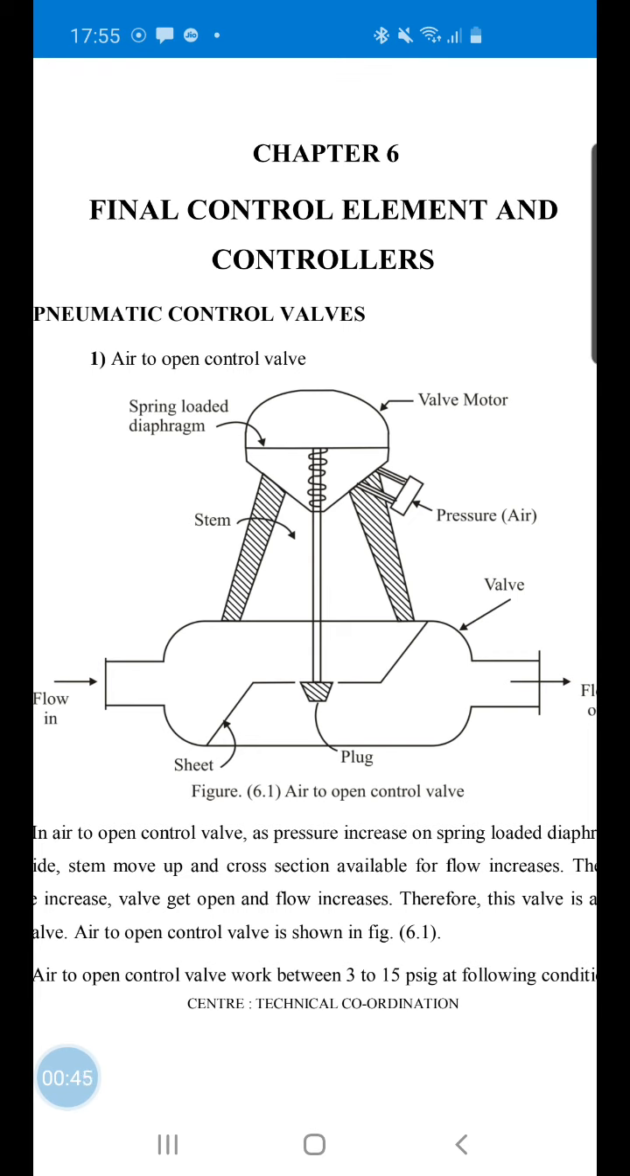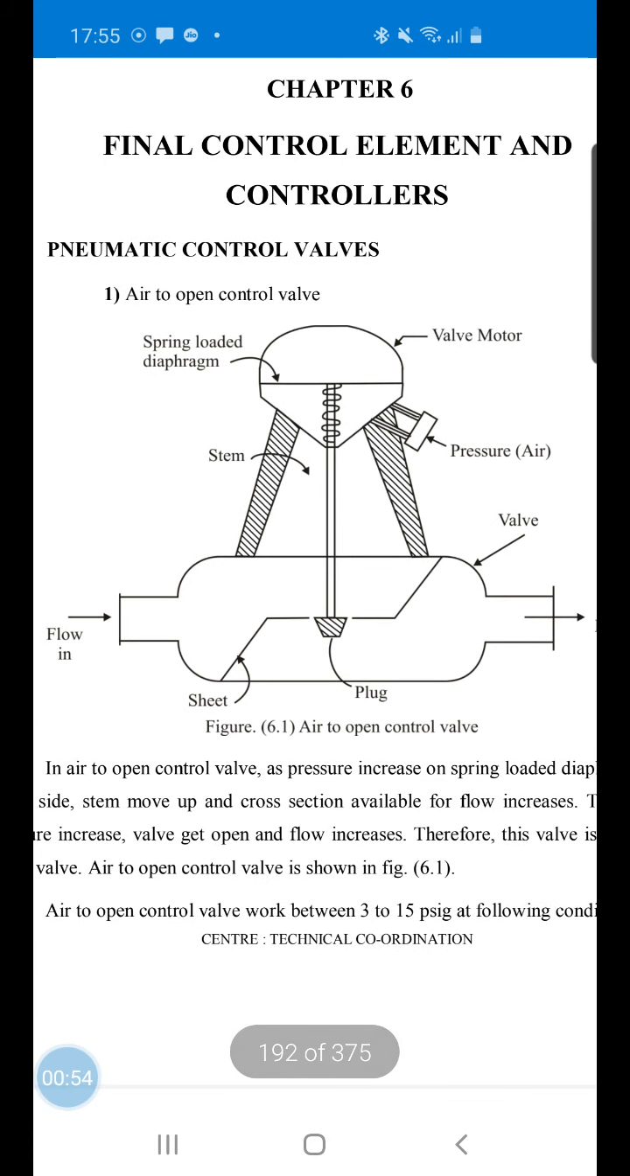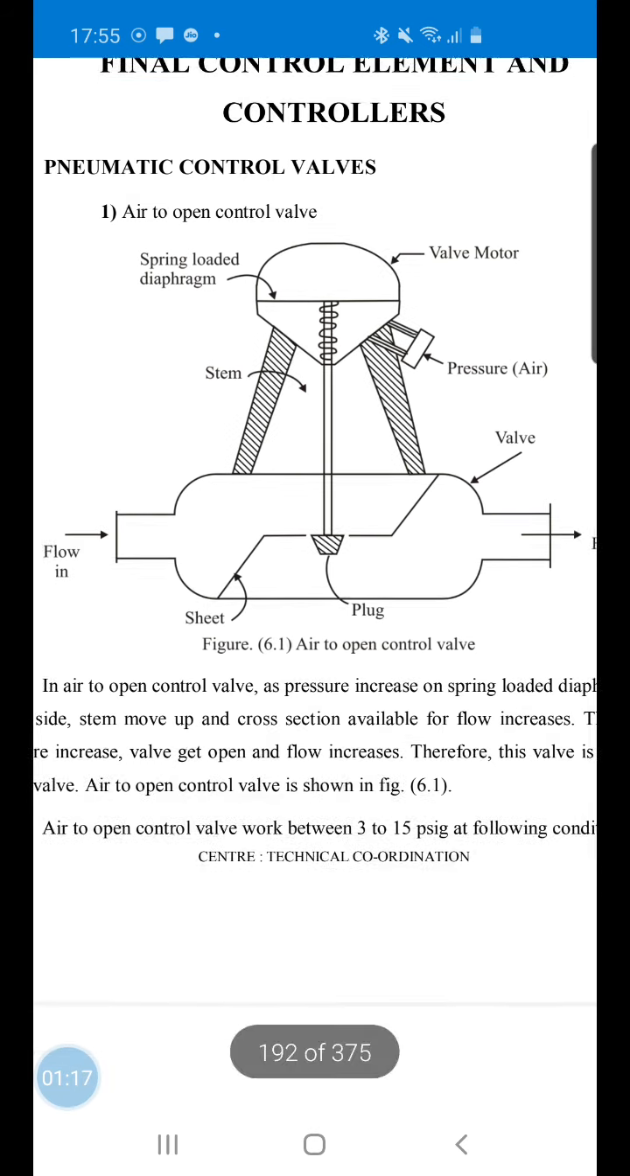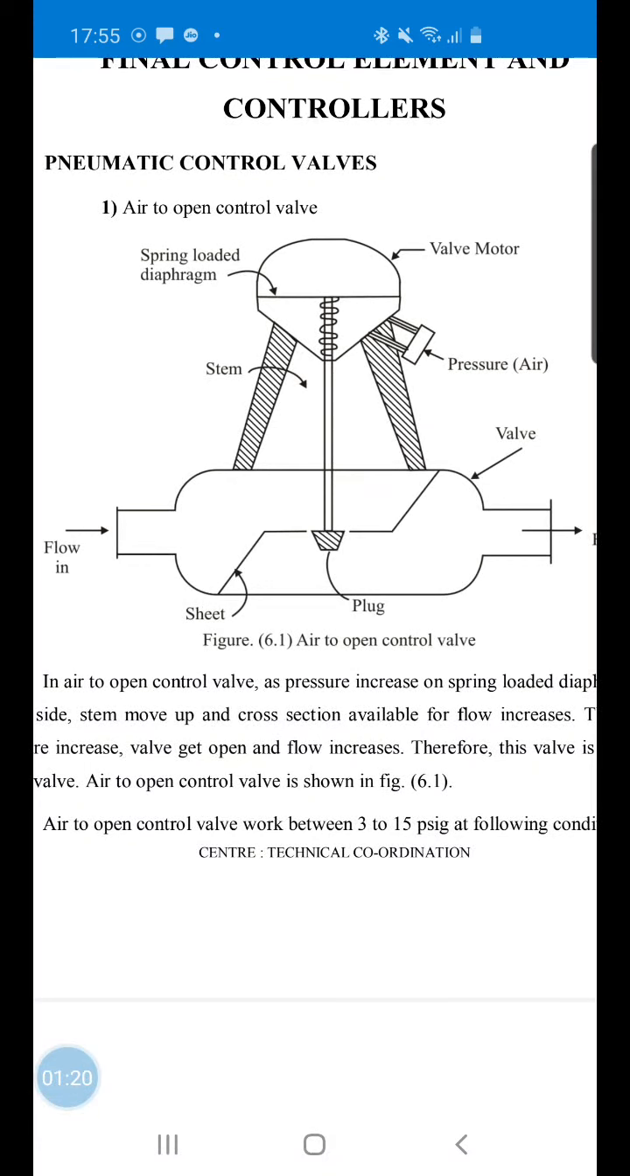So this is the diagram for air to open control valve, which consists of various parts like motors, spring loaded diaphragm, inlet for pressure, stem, plug, seat and valve body. These are the various parts of the control valve, which are used in thousands in the industries because it works on the pneumatic pressure. In air to open control valve, the pressure is increased from the lower side. So you can see the inlet pressure from the bottom side.